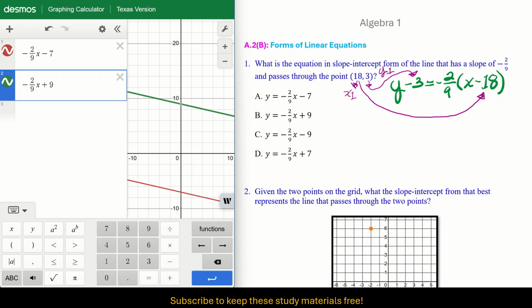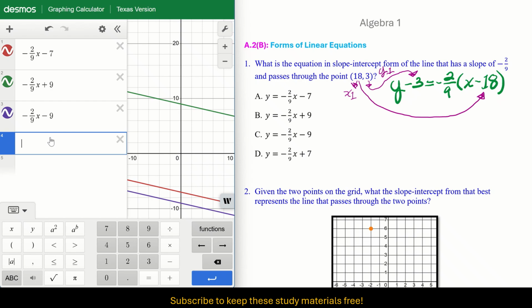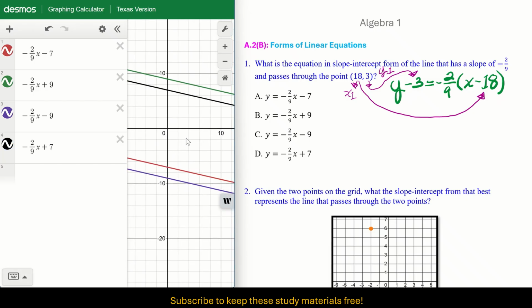And I'm going in order A, B, and C. Again, you may go to the next line and then paste. But I want -9. So I just go back, delete out the 7 and put in a 9. Now, I'll do it one more time, for the D option, and that will be a plus. So I highlighted the negative, and I'll type over a +7. And now you see all of those lines.